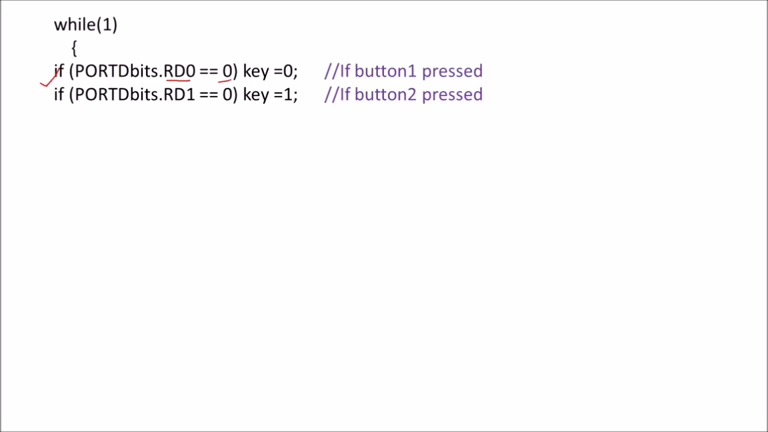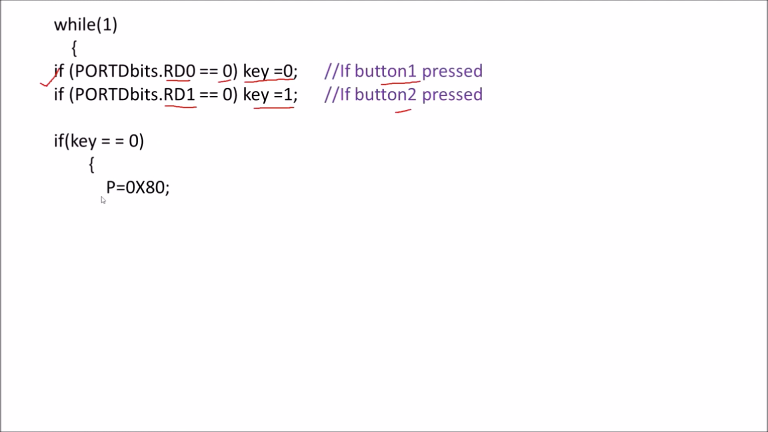So if RD0 is 0, then this variable key is initialized with value 0. And if RD1, that means the next switch, the second switch, is pressed, then the key variable is initialized with 1. And then we'll check the value of the key variable. If the key variable is 0, it indicates that switch 1 or button 1 is pressed. And if the key variable is 1, then button 2 is pressed.